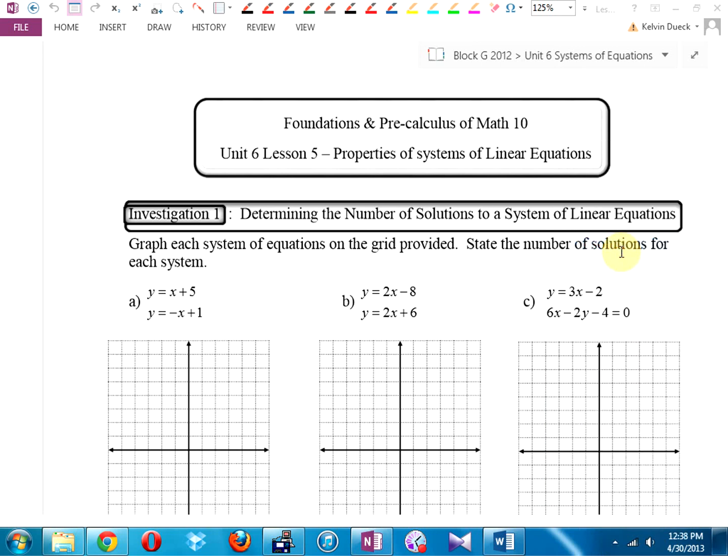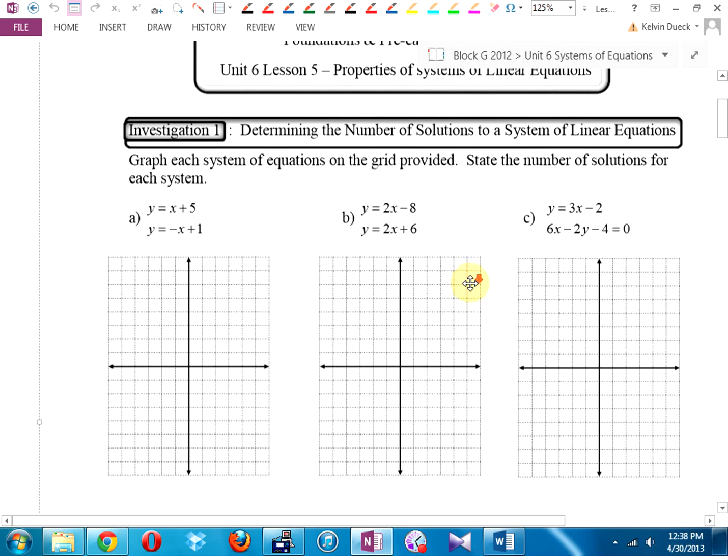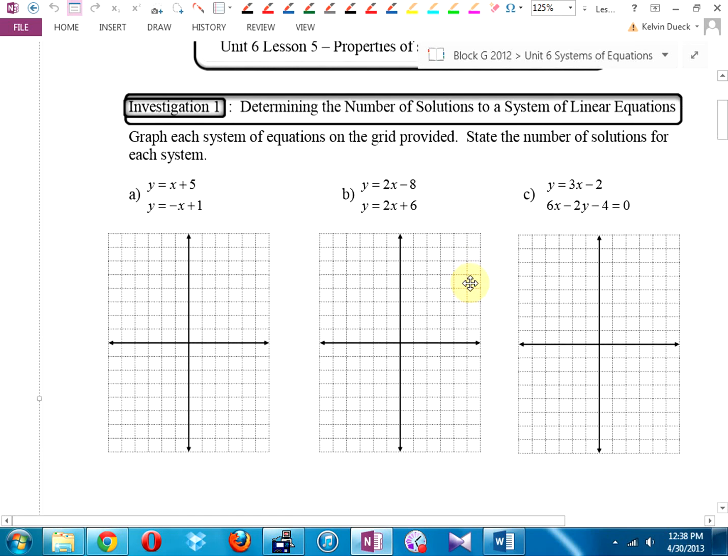Okay, we're back after a little photocopying snafu. Ready? Quiet, please. Investigation number 1. It says, graph each of the systems of equations and state the number of solutions. So let's look at A.